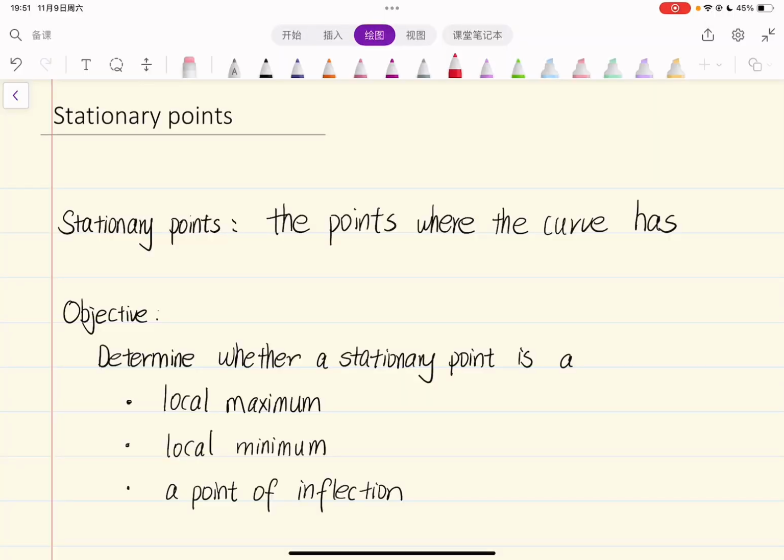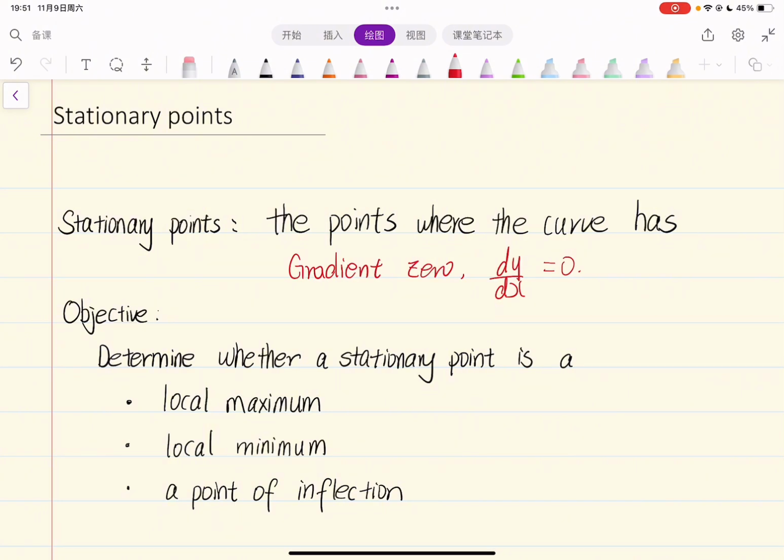Hello everyone, in this video we are going to talk about stationary points. We also call these points turning points. These are the points where the curve has gradient 0. So at this point, dy over dx equals 0.